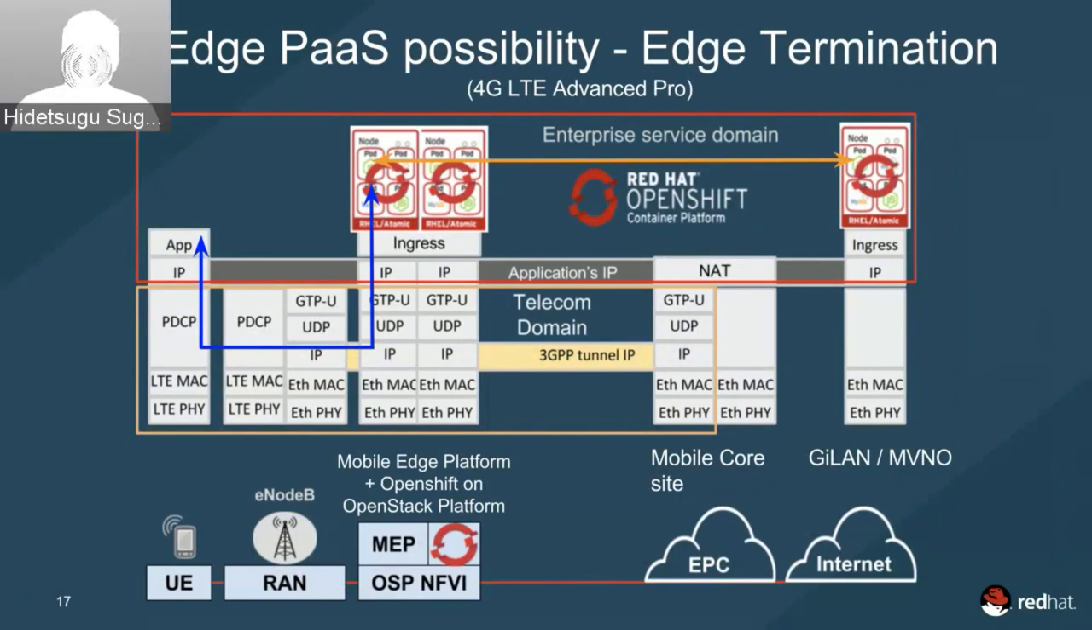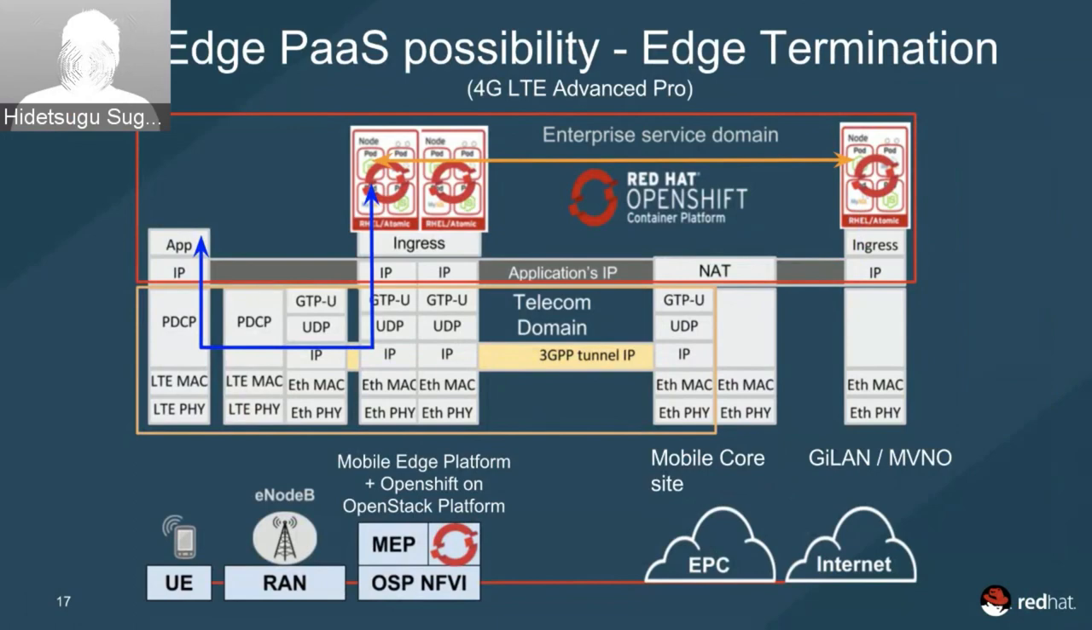This termination traffic pattern is the Edge PaaS model that OpenShift container platform can be run in the MEC server. As long as OpenShift can receive the specific user's application traffic controlled by the mobile edge platform in the MEC server, OpenShift can handle the user's application within each isolated user network and can provide real-time response at the MEC server to a specific user or device.